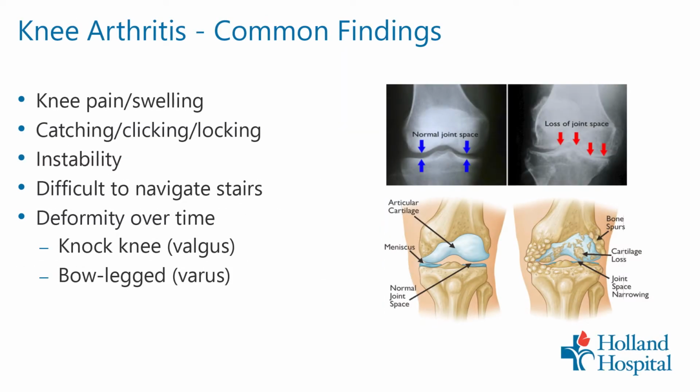Here is a picture we see of a normal knee and an arthritic knee. Common symptoms of an arthritic knee include pain and swelling, catching or a locking feeling, audible clicking or cracking, instability, difficulty maneuvering stairs, and possible deformity over time.